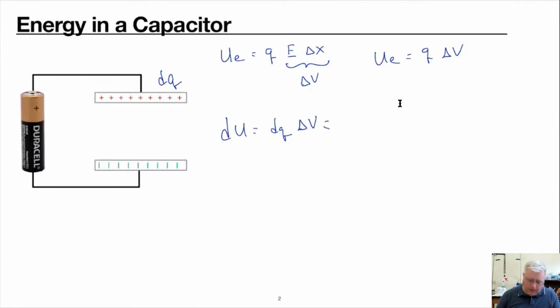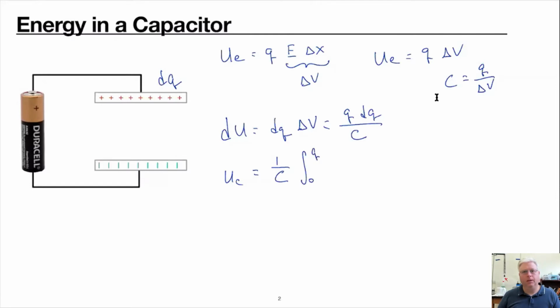And we can put this in terms of capacitance because we know that capacitance is charge over potential difference. So instead of voltage, we could do charge over capacitance. And so the total energy transferred from the battery to the capacitor, we can then do the integral of this. So I'll say energy of the capacitor U_C. The capacitance is a constant, so we can pull that out of the integral. And then we can integrate over Q. And so then we'll end up with Q squared over 2C.